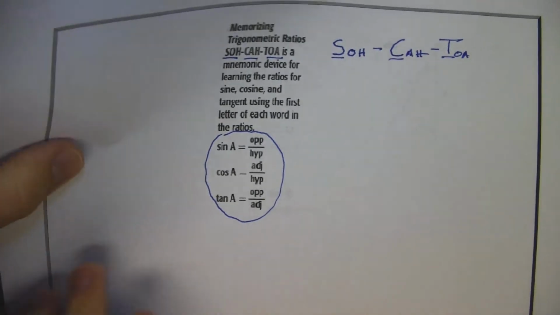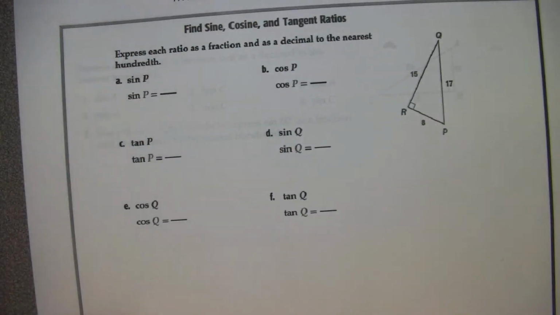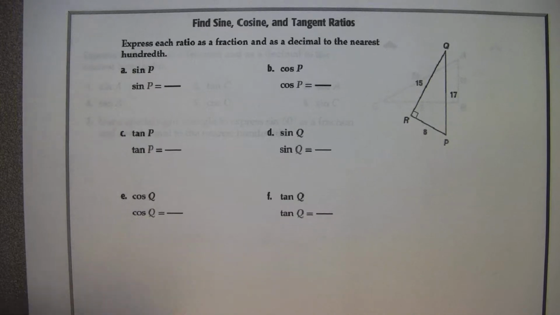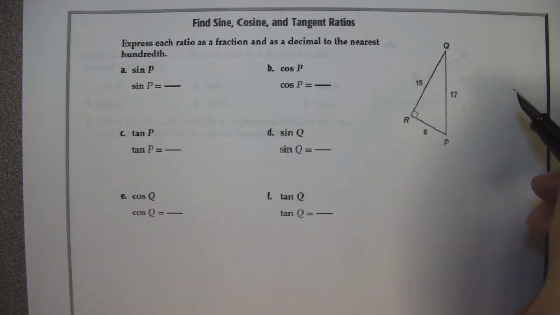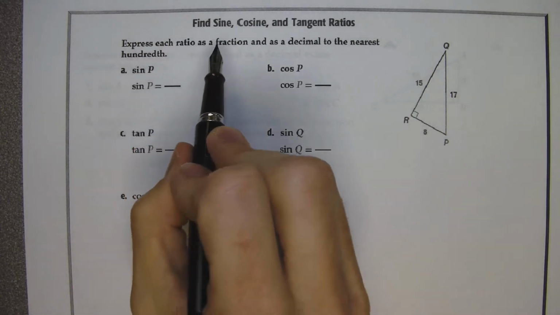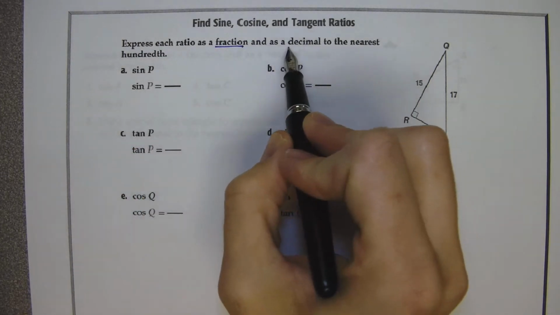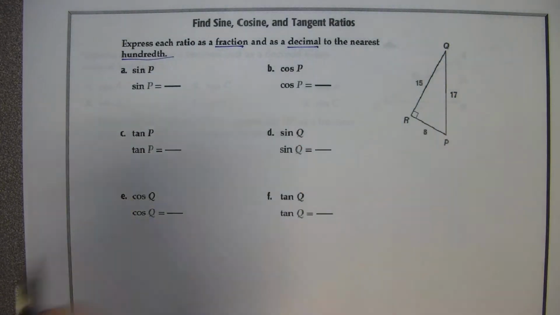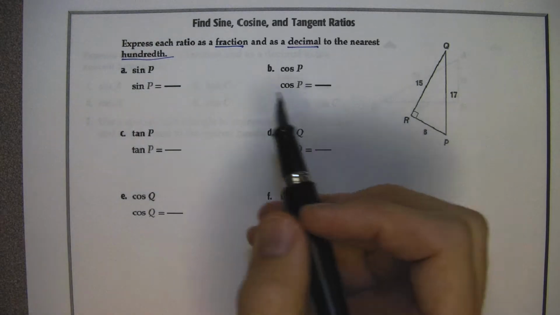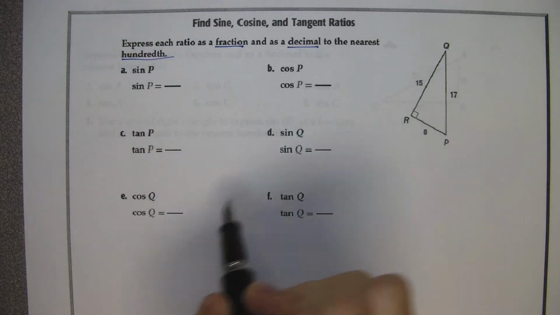All right, so let's actually start using these things. Just to get introduced and make things simple, here's a right triangle. What we're asked to do here is to express each ratio both as a fraction and as a decimal to the nearest hundredths position. Notice in this case, we don't know what any of the angle measures are, and quite frankly, we don't need to. All we're looking at today is the practice of figuring out what the ratio is. So notice we're finding sines and cosines and tangents.